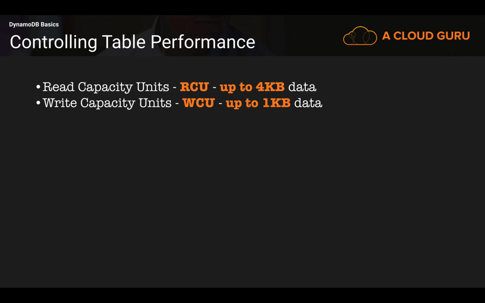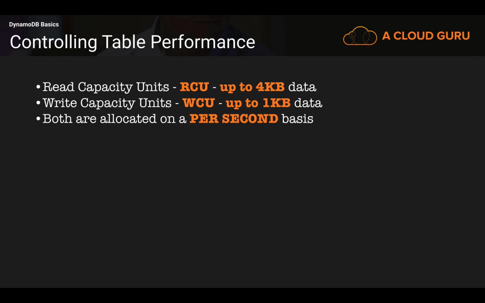We also have write capacity units, which are referred to as WCU, and that's a unit of data up to 1 kilobyte in size. And again, that's either 1 kilobyte of raw data or a smaller amount that's rounded up to 1 kilobyte. Now, you as an administrator assign these capacity units to a table on a per second basis.